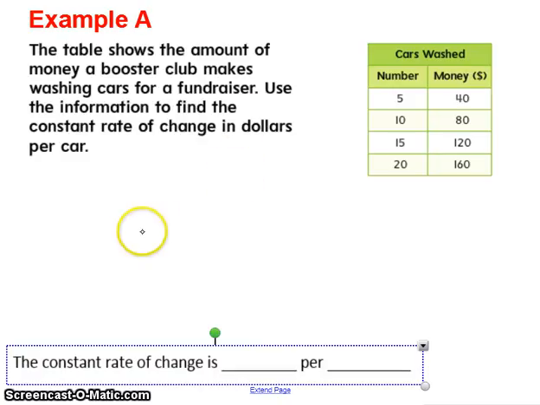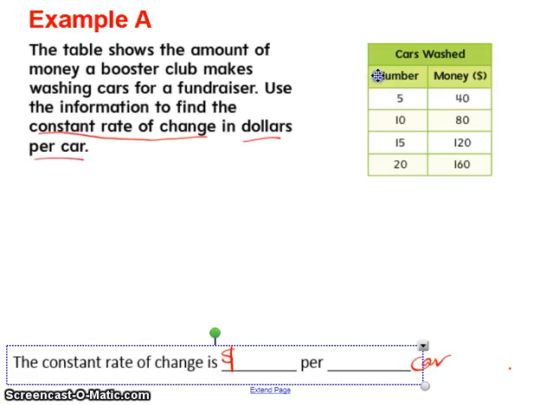Okay, so let's do an example together. So go ahead and get your note page out. It's just a small little page that should be on your desk. It's a little half sheet. Okay, it says the table shows the amount of money a booster club makes washing cars for a fundraiser. Use the information to find the constant rate of change in dollars per car. Okay, so at the bottom I gave you a sentence stem that you need to fill in. So I need to find the dollars per however many cars this is.